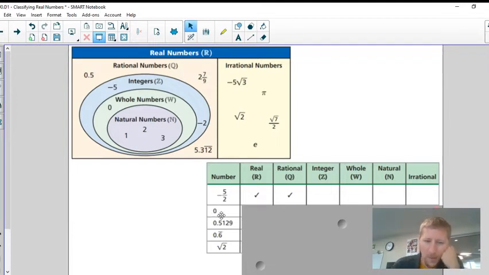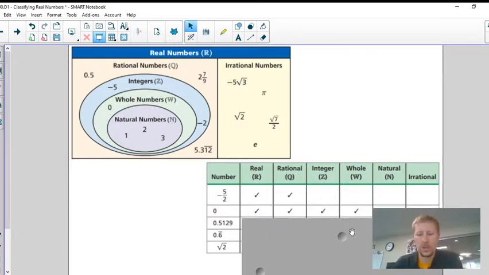The number 0, certainly it belongs over here. It's on the rational side, so it's a real number. It's rational. Is 0 inside the integer circle? Yes. Okay, because whole numbers are inside the integer circle, and 0 is a whole number. So it ends up being real, rational, an integer, and a whole number.